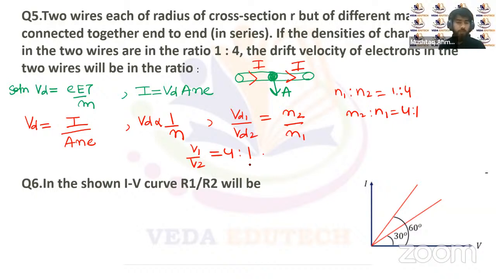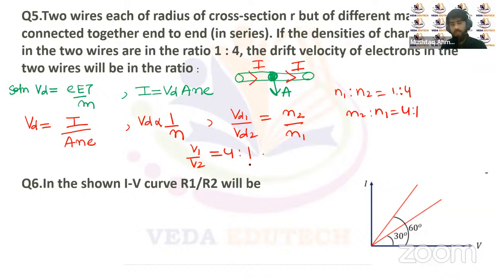So we have used the relation between the current and the drift velocity, where current is equal to Vd A n e, where Vd is the drift velocity, A is the area of cross section, n is the number density of the charge carriers, e is the charge of electron, and I is the current flowing through it. With the help of this equation, we could calculate the ratio between the drift velocities of the two wires.